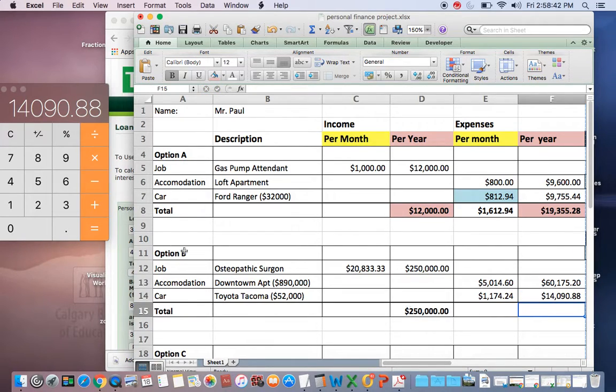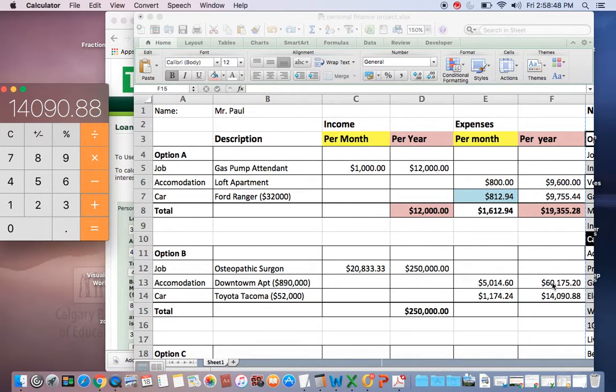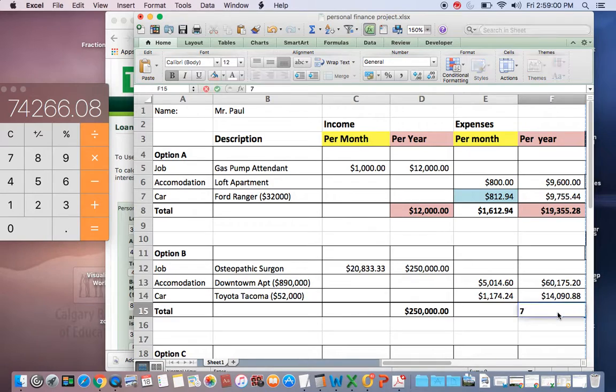If you're the kind of person who likes things to be nice and tidy, you're more than welcome to use the Excel spreadsheet as well. Now I'm also going to add my two expenses for the year. So I have to add 60,175.20. And I get a total of 74,266.08. Good. Dollar sign.